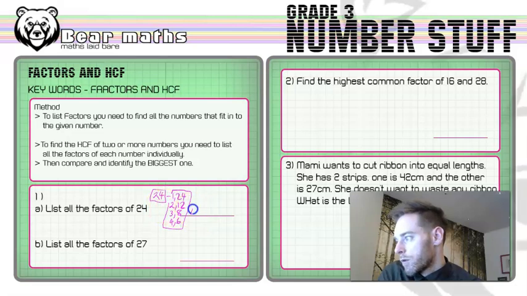Now we just have to list them out in order. So 1, 2, 3, 4, 6, 8, 12, and 24. That is all the factors of 24.